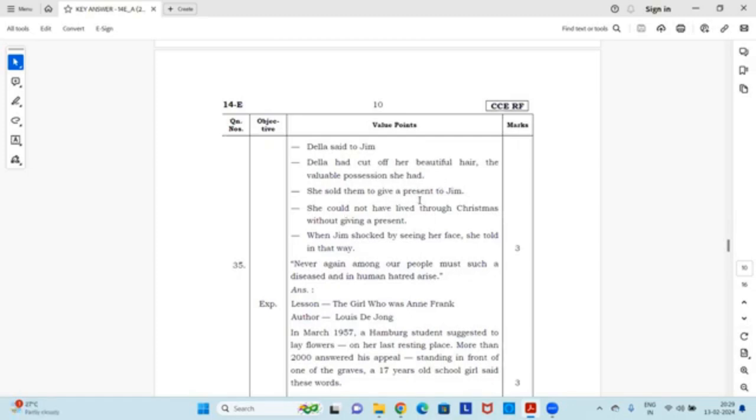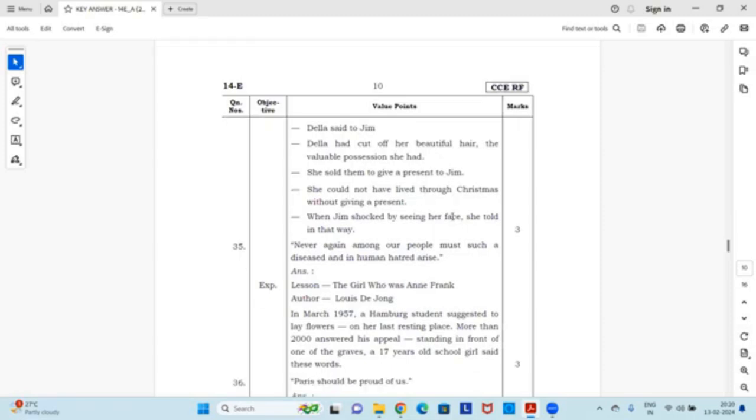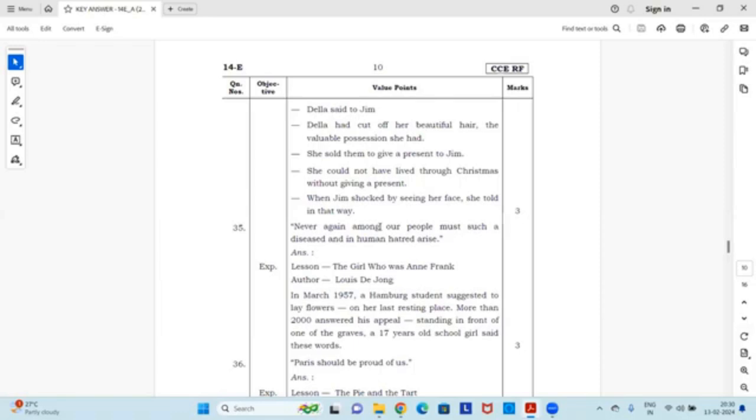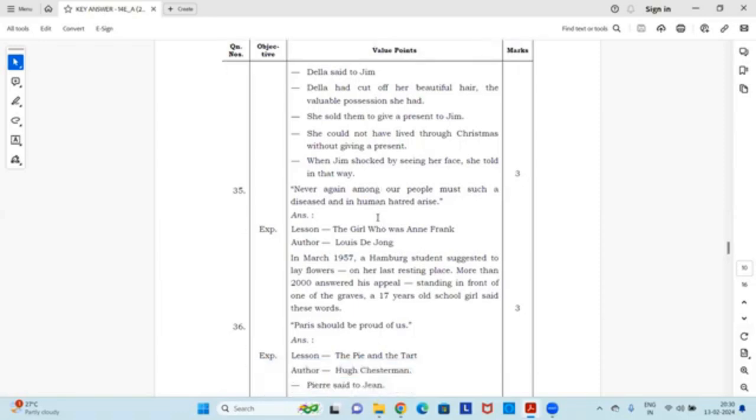She sold it to give a present to Jim. She could not have lived through Christmas without giving a present to Jim. When Jim was shocked to see her face, she told him in that way. She told this above sentence. Okay. When Jim was shocked to hear and see her face, she told this sentence to Jim.